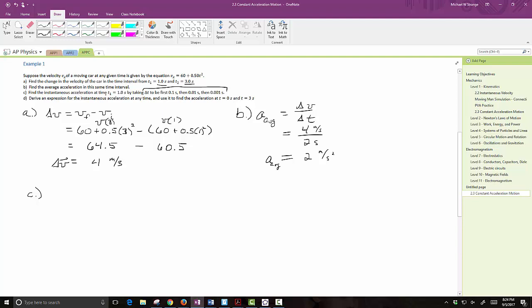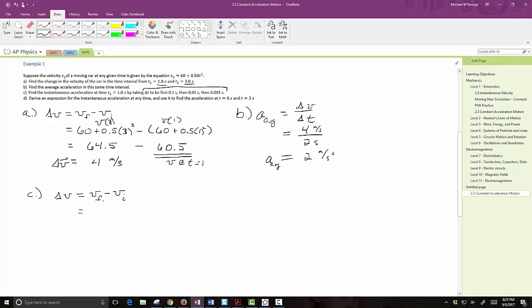So the instantaneous acceleration at 1 second, by taking delta t to be the first. I already know at 1 second, that's this quantity here. So that's my velocity at t equals 1 second. So what I want is my delta v to be my final velocity minus my initial velocity, and then we'll divide that by time. But first, let's just calculate it.